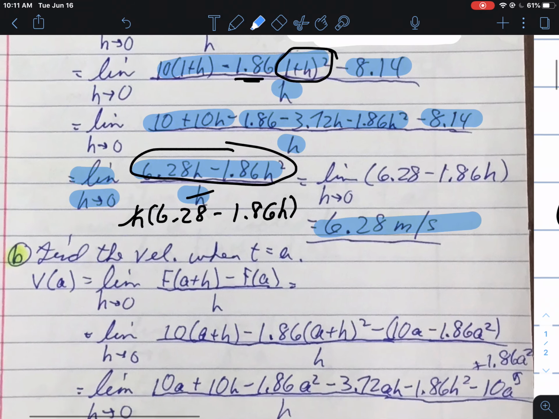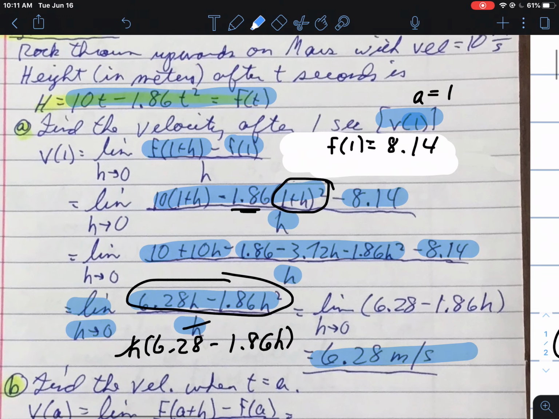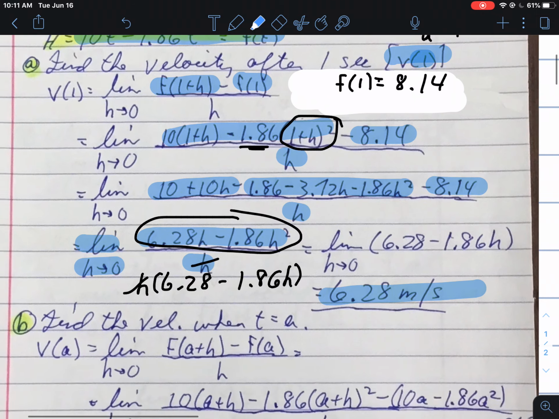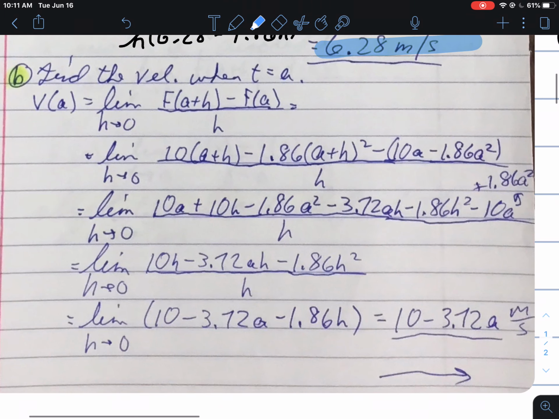Question part B. Same basic question. Find the velocity when t equals a, right? So instead of just a specific point, and this kind of makes more sense. I mean, why would I keep plugging in individual values for t if I was interested in coming up with a way to calculate that velocity regardless of what the value of t is? Then let's do it in a more general sense, do it in a more generic sense. So let's just find the velocity when t equals a.